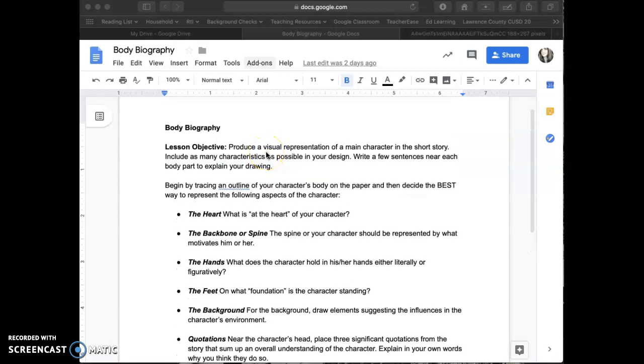Good morning, everyone. Today you're going to work on a body biography, which is essentially a huge, life-sized drawing of one of the characters in the story. We just read a story called Loser, and it is kind of a unique story because there are three main characters: the unnamed young man, Mrs. Allen, and Leonard Allen, her 8-year-old son.